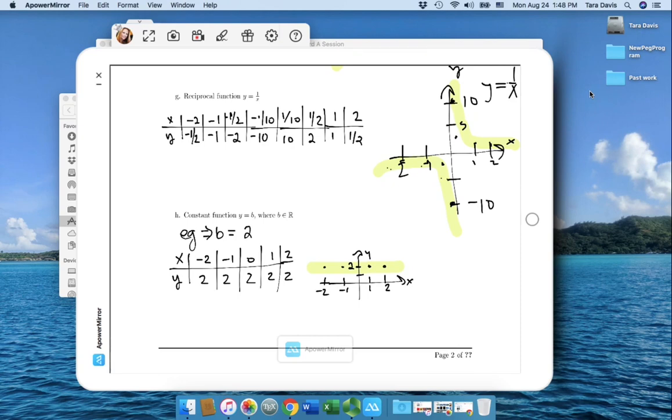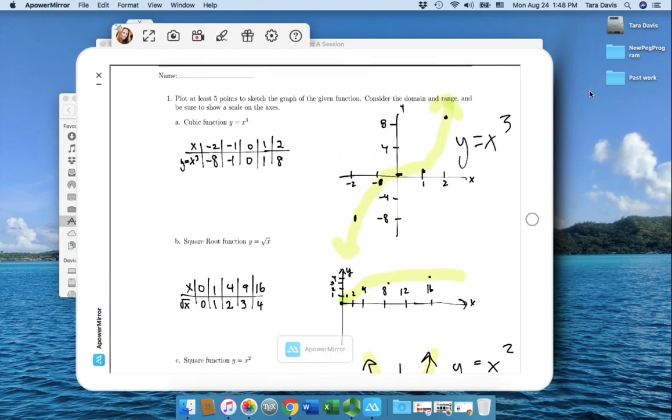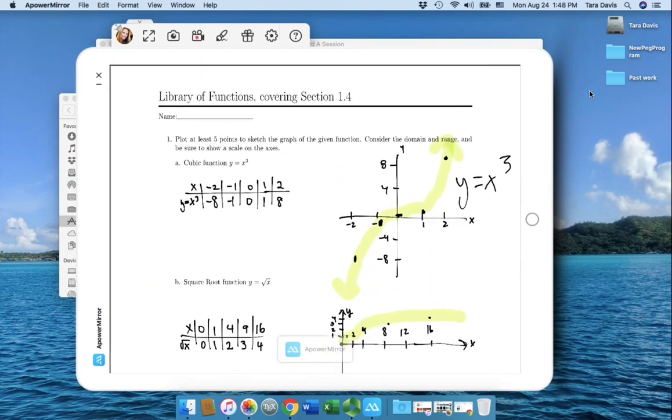You always can attempt to do that, although later in the semester we'll see much more complicated graphs, and I'll show you how to graph those ones as well. But also, I want you to remember what all these graphs look like. So if I said, oh, x cubed, then you would be like, oh, I know, it looks like this. So that's the end of section 1.4, Library of Functions.